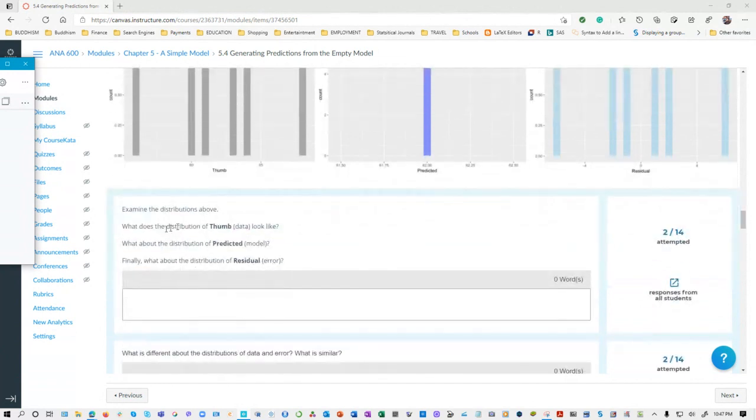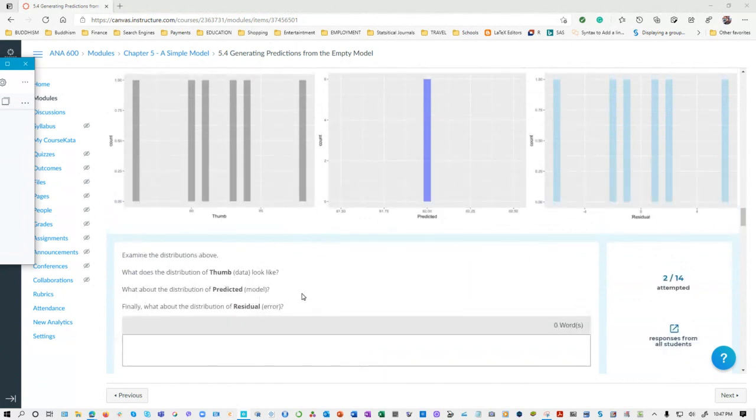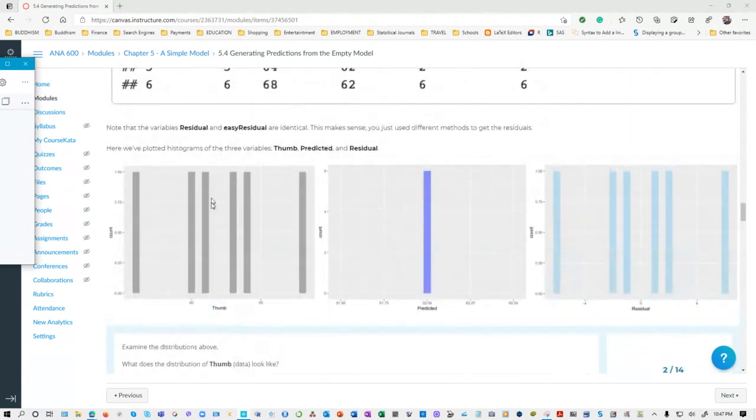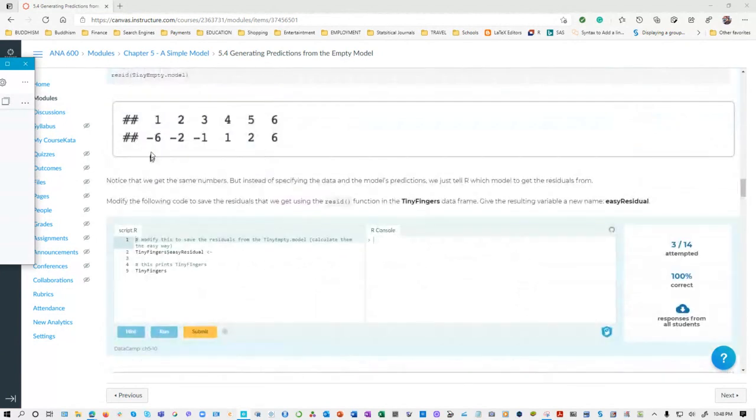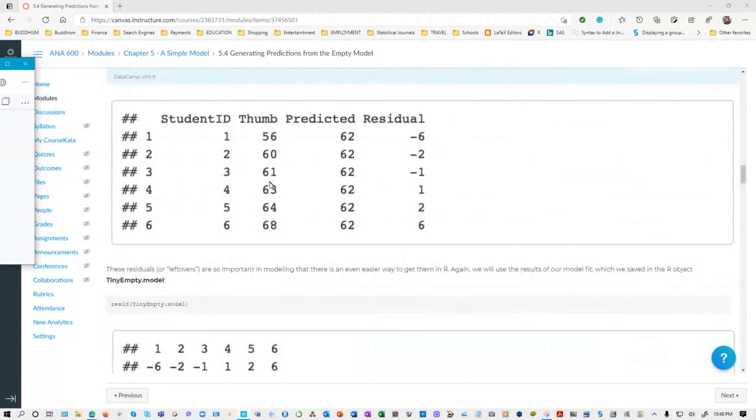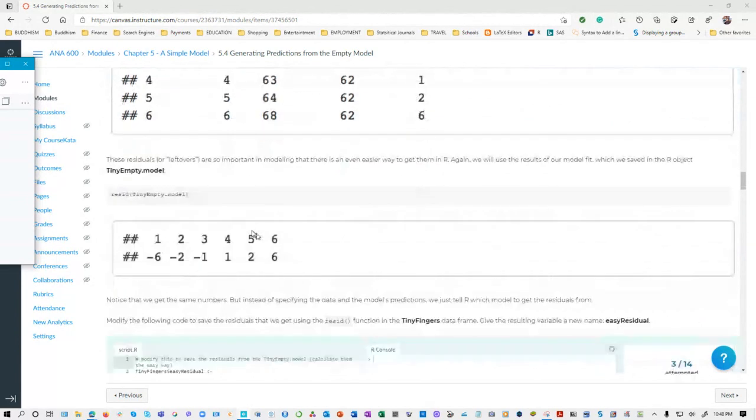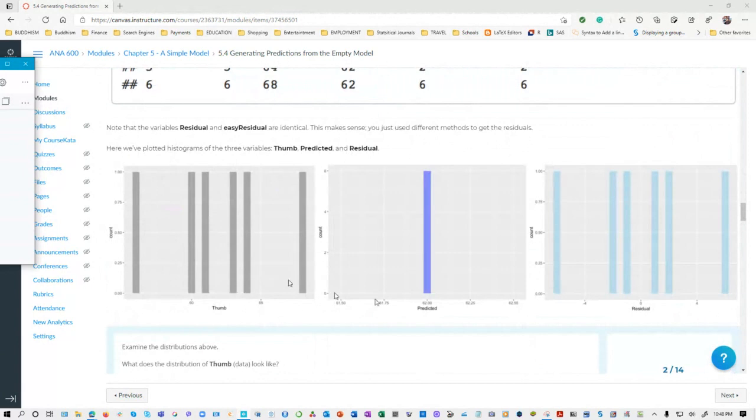Examine the distributions above. What does the distribution of the thumb data look like? What about the distribution of the predicted model? Finally, what about the residual error? Look at this distribution of error, the distribution shape. See how it happens for the tiny data set. Every number, 56, 60, 61, 63, 64, 68, has occurred one time.